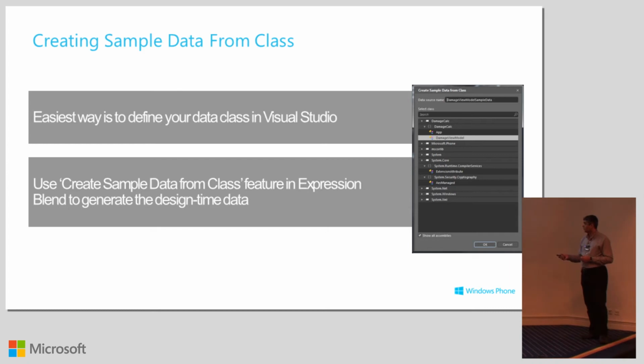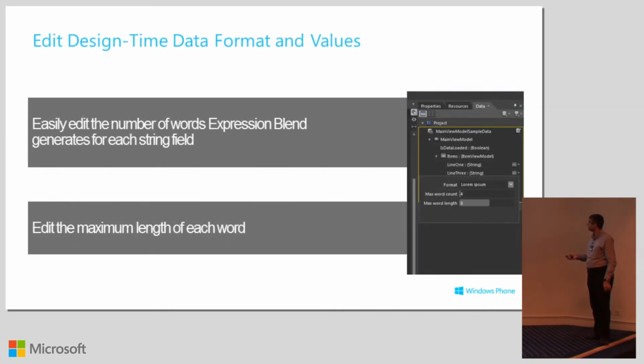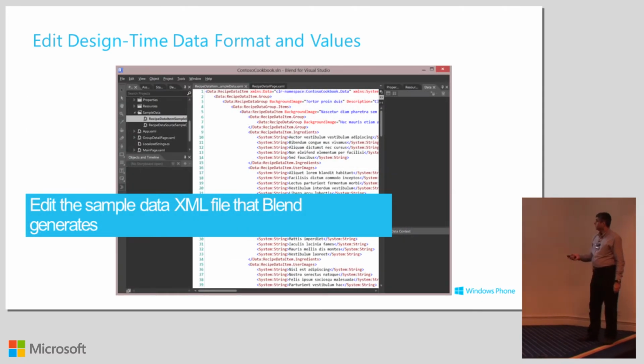Now, you can create your sample data using expressions. You can edit your data. You can even specify criteria for how you want your data to be generated. So if you see here, I said I want a maximum word count of 4, maximum word length of 8. What are the items that I want in the data model? And then it generates this schema for me, which represents my data.